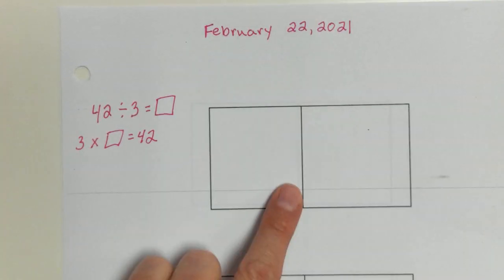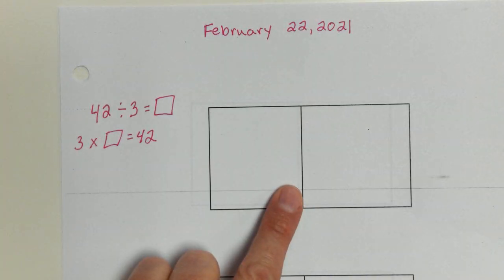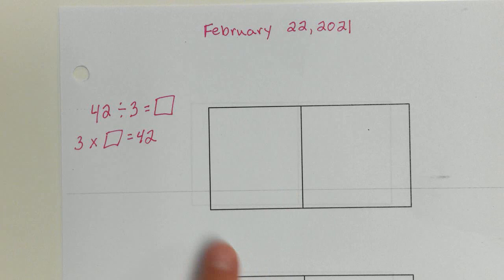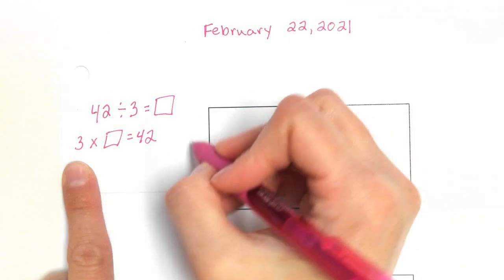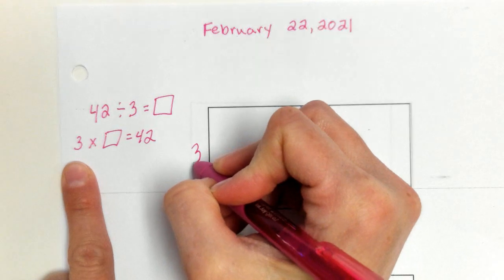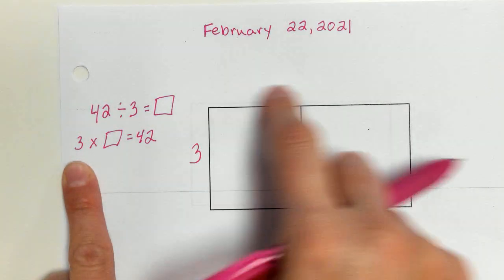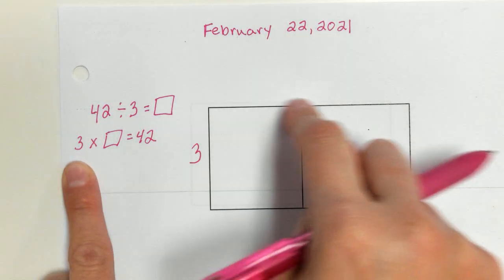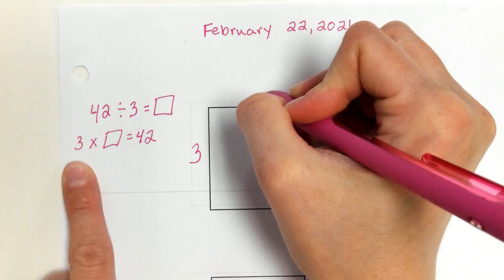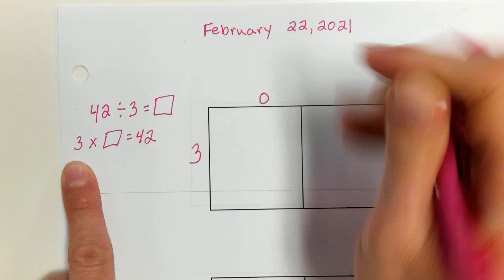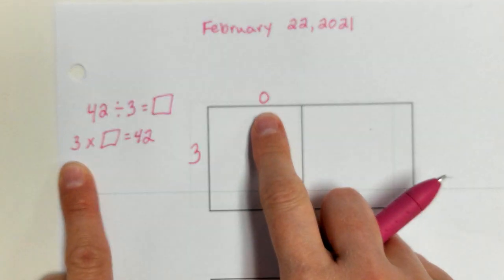All right, I'm going to use the area model. So where will my 3 go? My 3 will go on the side. Now, what am I going to put up at the top of the box? I don't know yet. That's my mystery number. Now, I'm going to put a 0 over this second box. Why does that 0 go there?